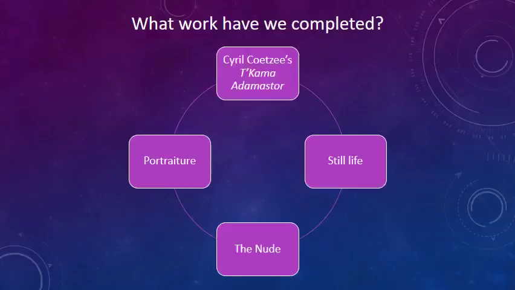So this is basically the work that we have completed so far in this semester. We covered the reciprocal relationship between Europe and South Africa. We discussed the classification, collection, display of objects from Africa, and we also looked at the parodies of representations of Africa, specifically focusing on Cyril Coetzee's painting Takama Adam Astor. We discussed the typical themes, questions, and approaches raised by the still life genre.